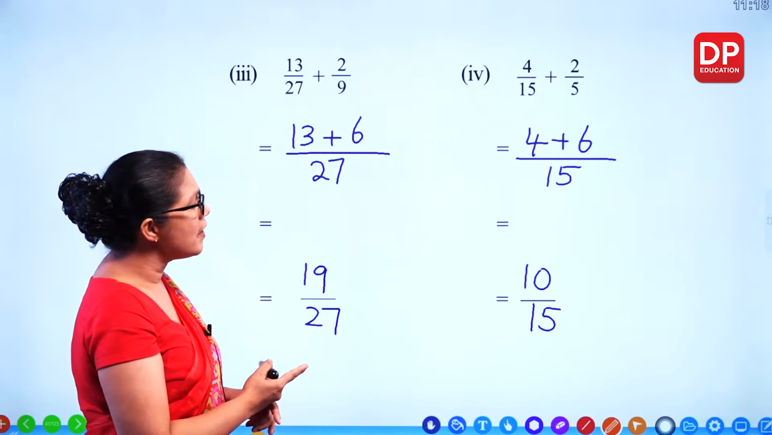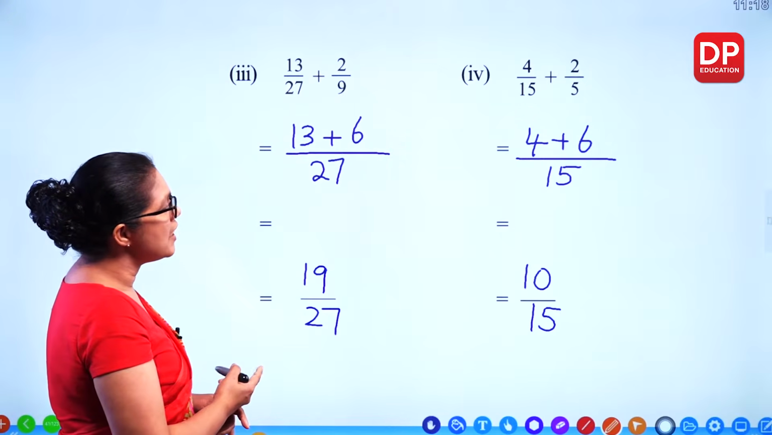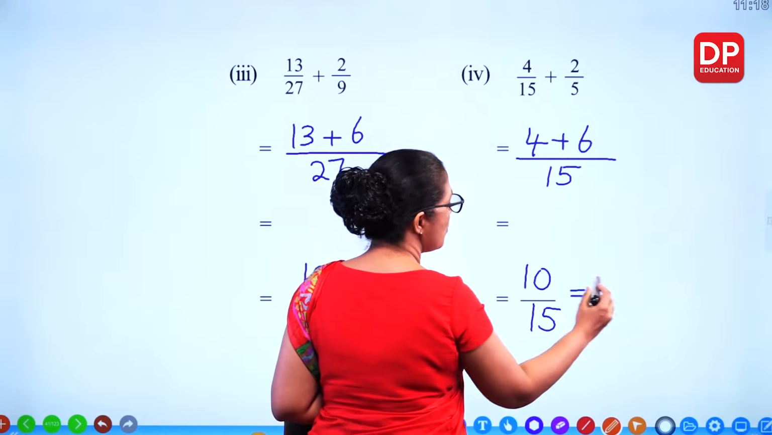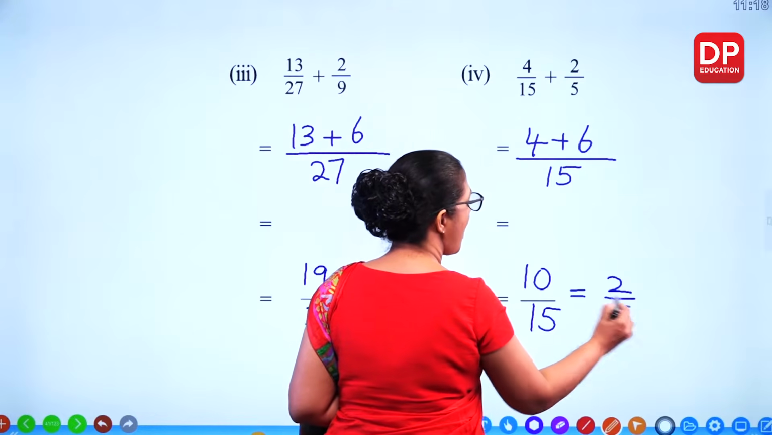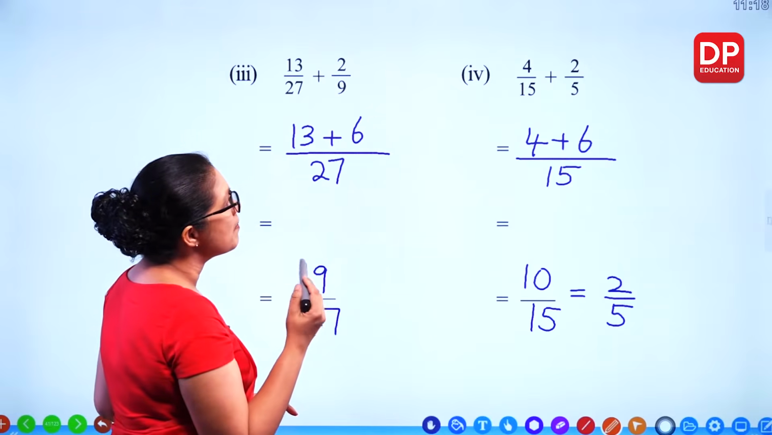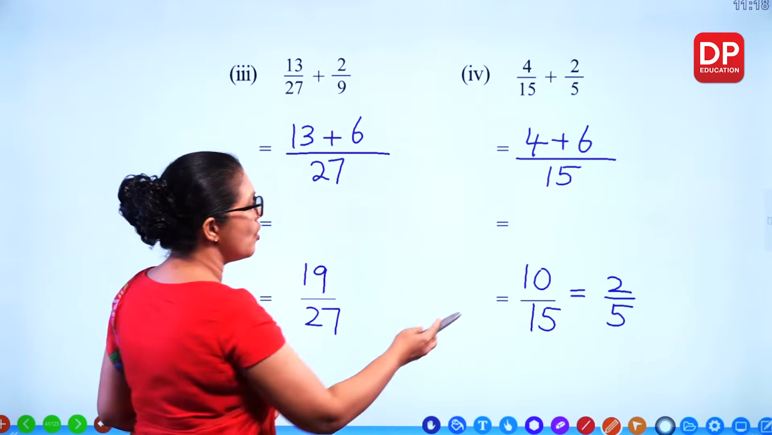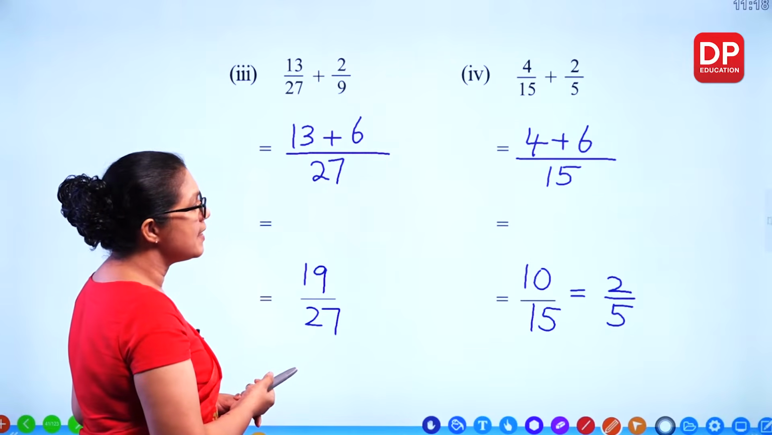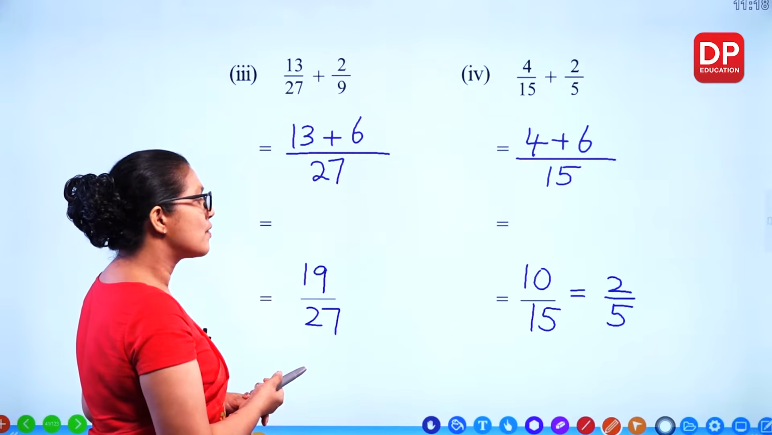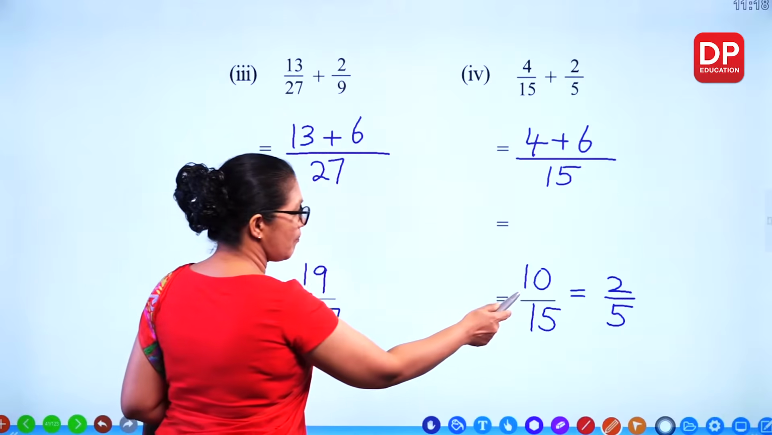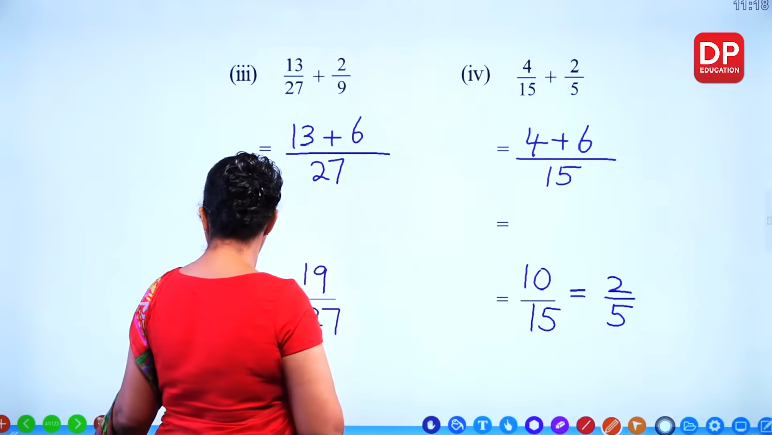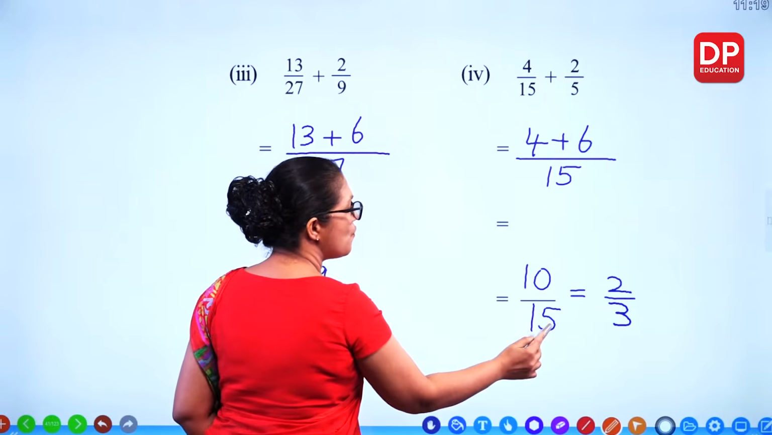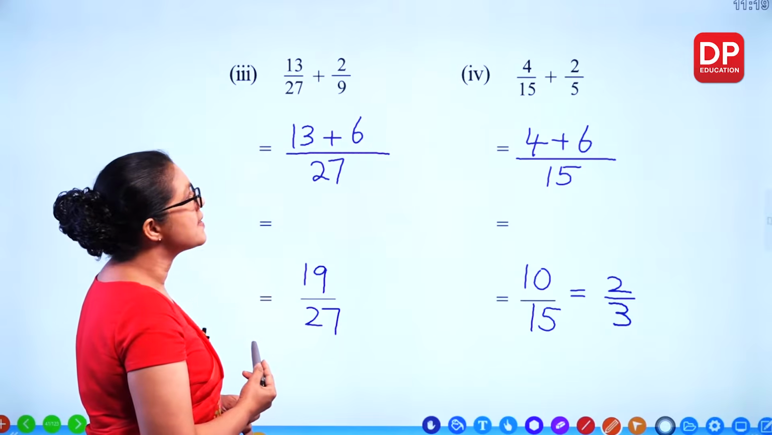Now here, can you see? You can simplify further. 10 over 15. You can divide by 5. And write down, this is 2 over 3. Check it again. Multiply by 5. 2 times 5, 10, 3 times 5, 15. So when you get something like this, you can find the lowest term. Both the numerator and the denominator you can divide by 5. You get 2 and 3.